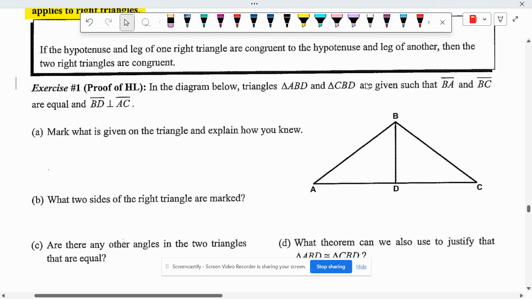So in this diagram below, triangle ABC and triangle CBD are given such that, can you guys hold the cap? Thank you. Such that segment BA, so I want everyone to mark that. Mark segment BA.